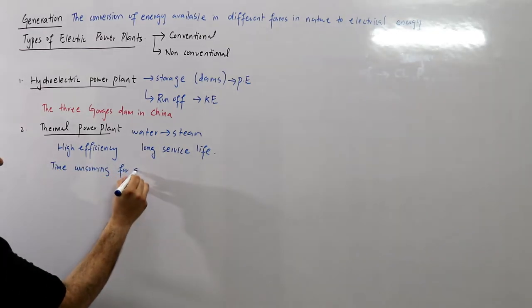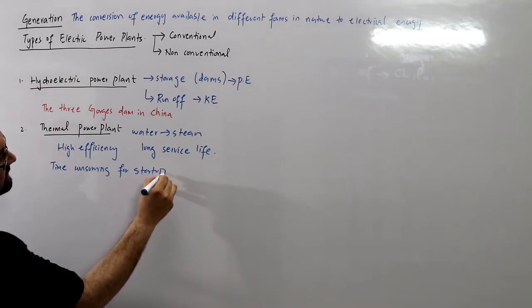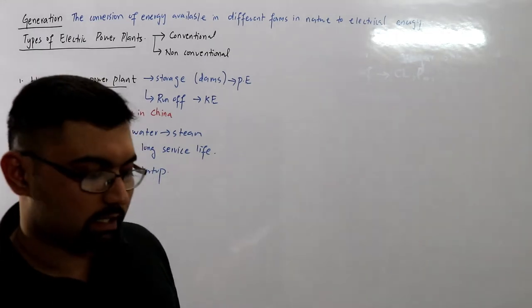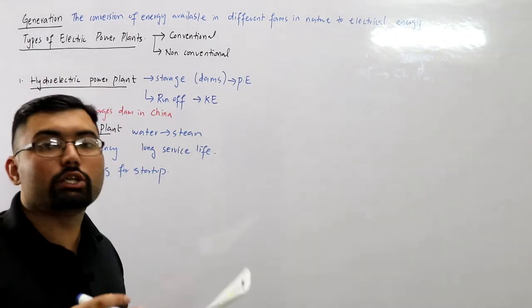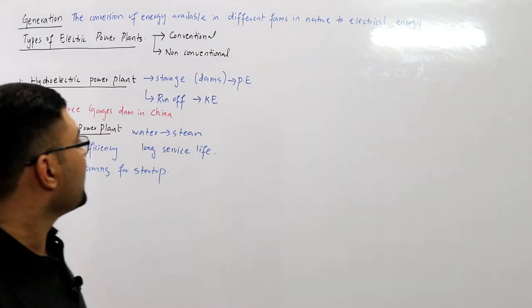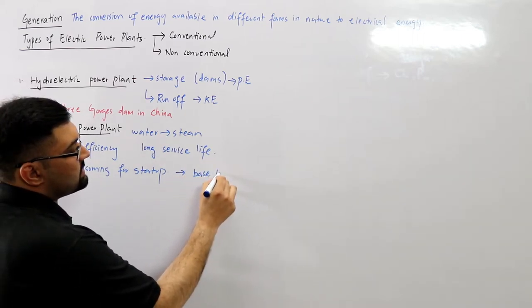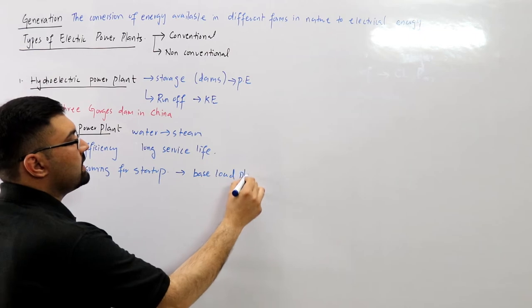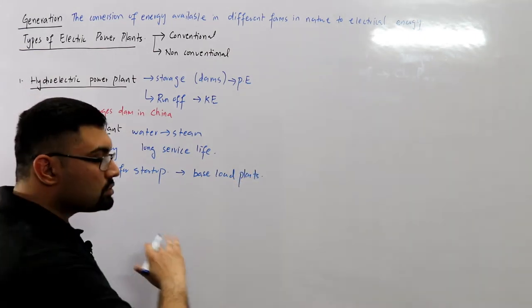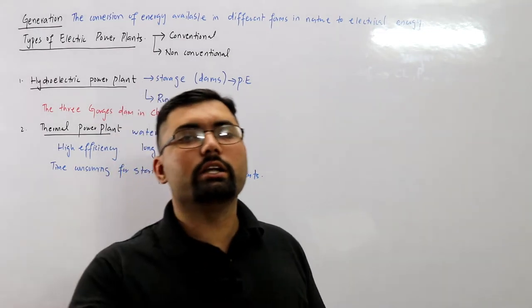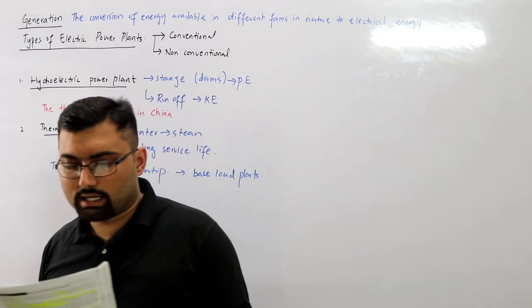Consuming time for startup means that while starting it takes a certain time, which is a little greater. That is why it usually has to be run continuously, and they are operated as base load plants. Now, what are base load plants? These are the plants used to serve the base load, which is the load that is present nearly throughout the entire period you are considering.